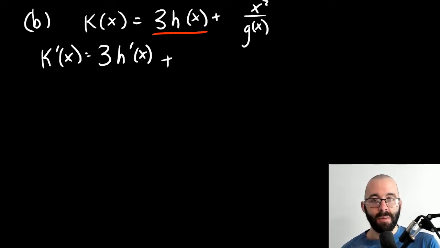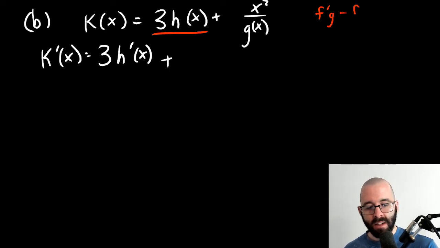And now we have to use the power rule. Well, yes, part of the power rule, but also the quotient rule. So we go off to the side and say, all right, we want to use the quotient rule. Quotient rule says low d high minus high d low, square the bottom and away we go.